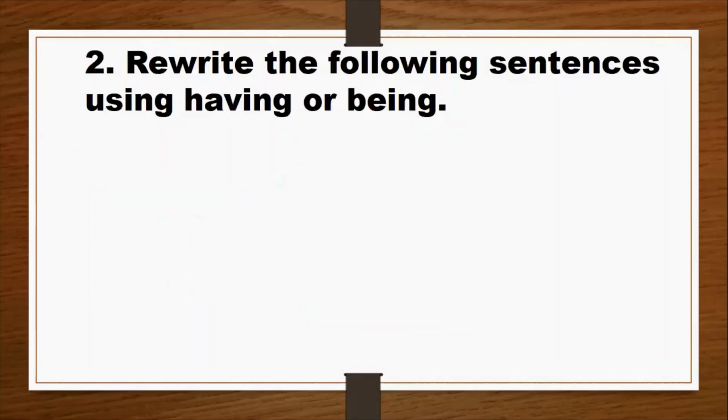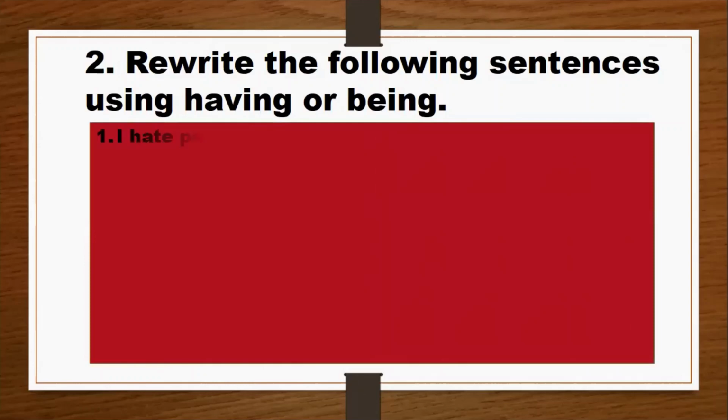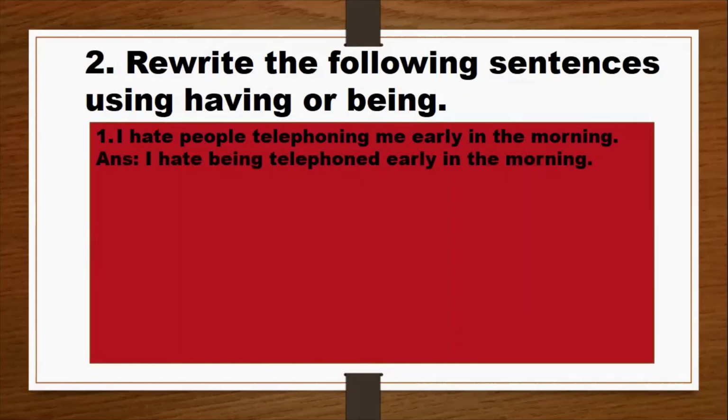Let's see the questions. Rewrite the following sentences using having or being. Okay, so two keywords, me and my. Number one, I hate people telephoning me early in the morning. Since we have me, we are going with being. And we are changing telephoning into telephoned.